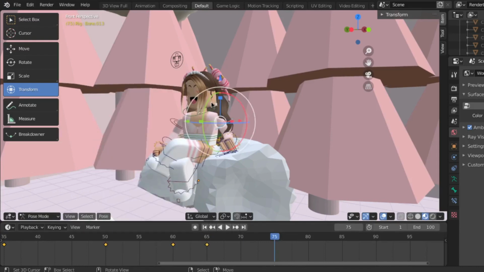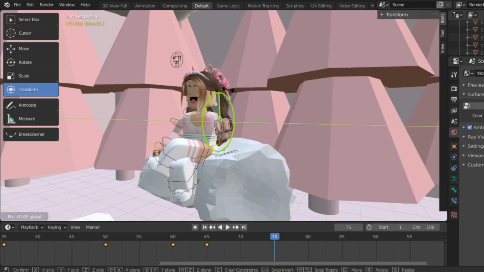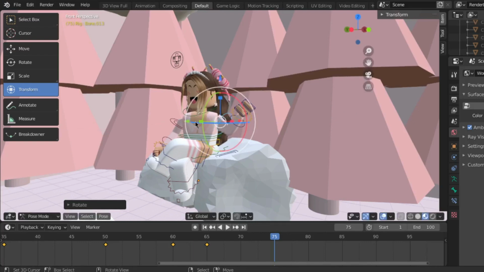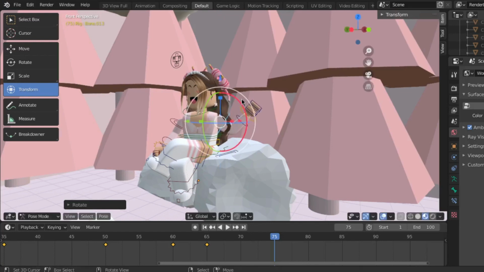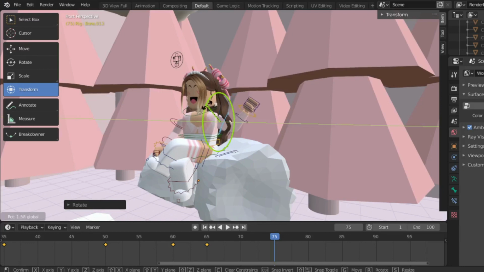To wave, first, we have to raise her shoulder rig. It's quite tricky, so watch closely and adjust like so. Keep on adjusting till you like how it looks.